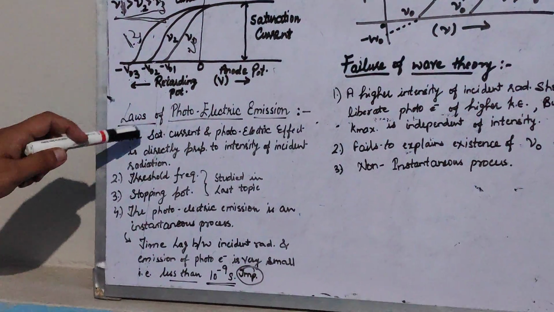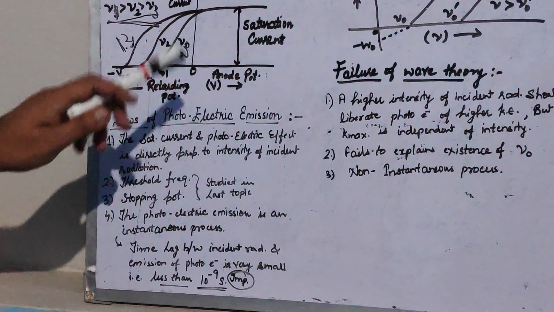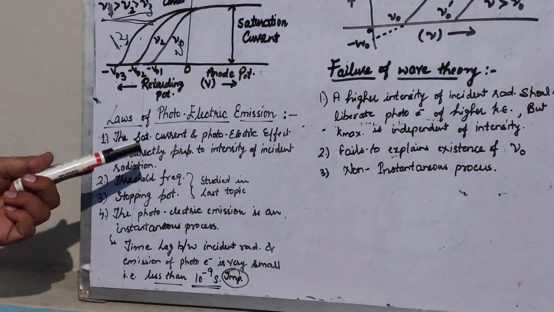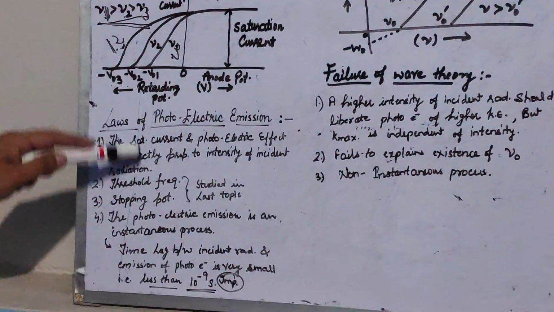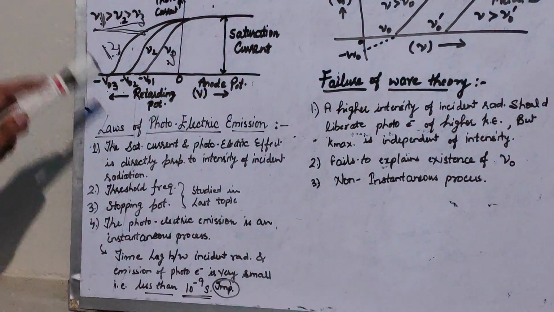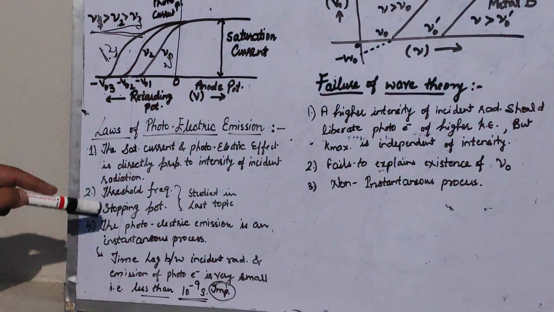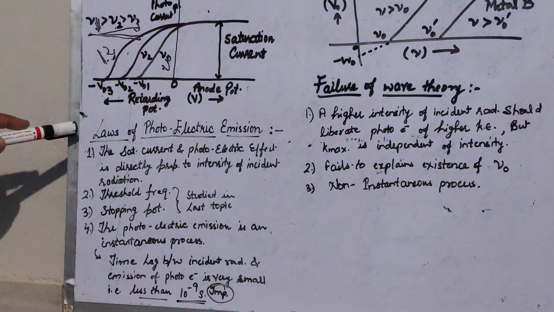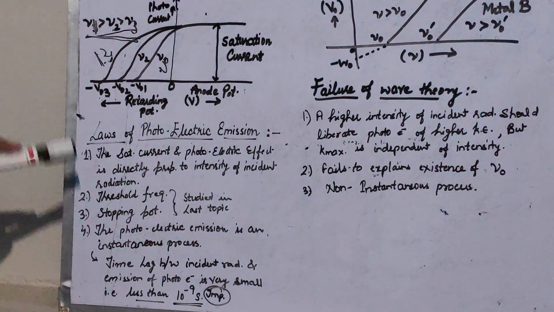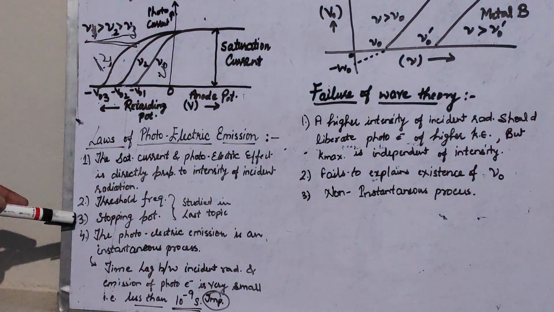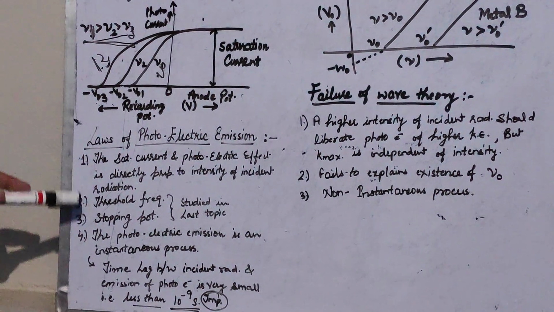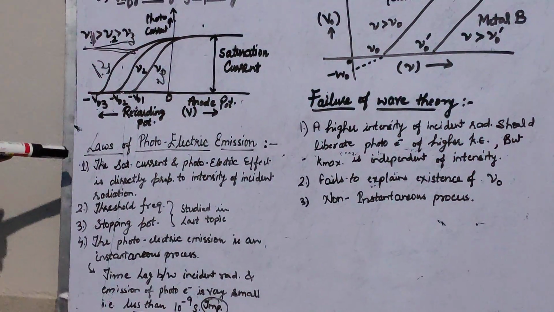Now we will study the laws of photoelectric emission. On the basis of experimental results on the photoelectric effect, Lenard and Millikan gave the following laws of photoelectric emission. These are the 4 laws, and we have studied the first three earlier, as we studied the effect of intensity, effect of frequency, and effect of potential. These remain the same, but I am revising them one more time.